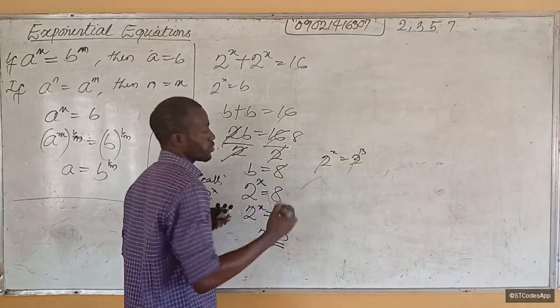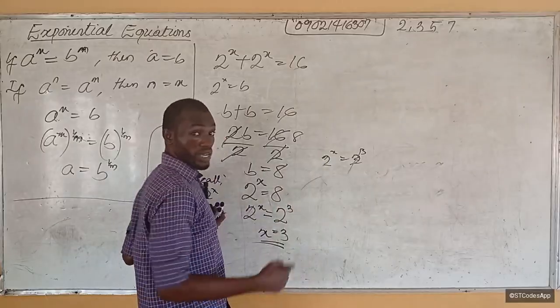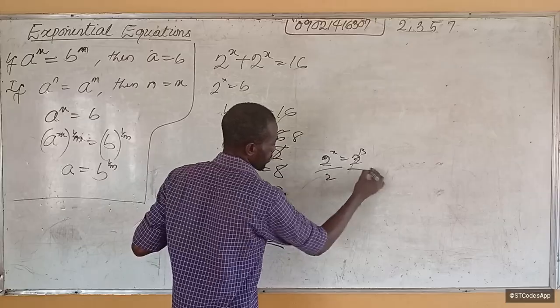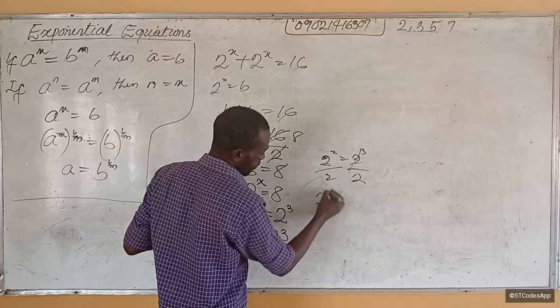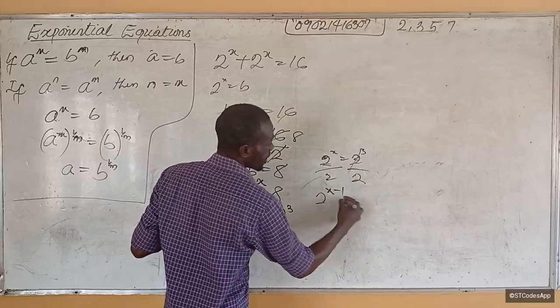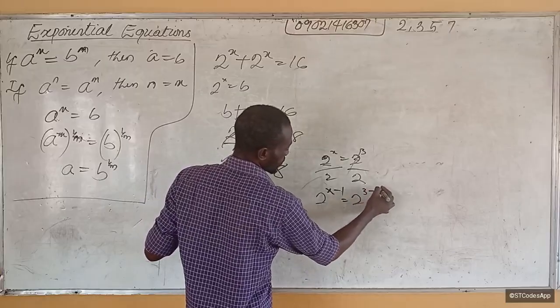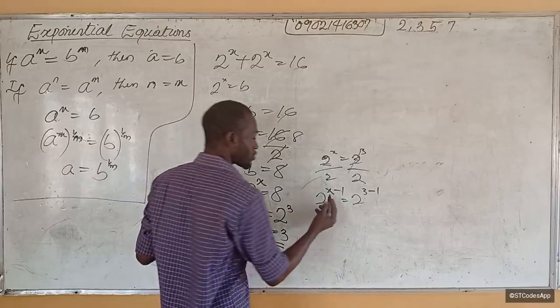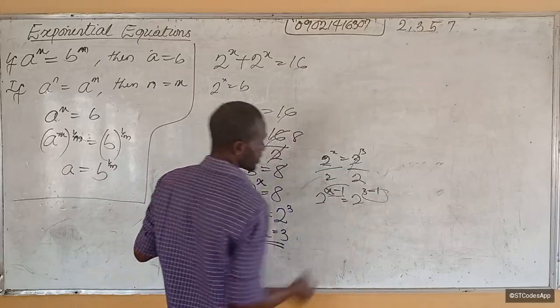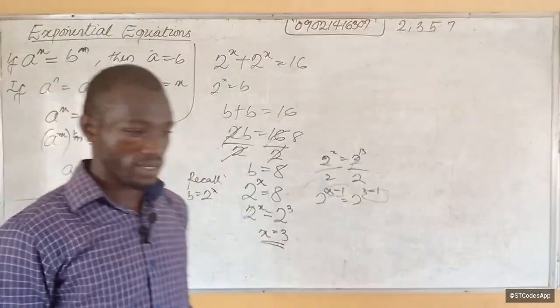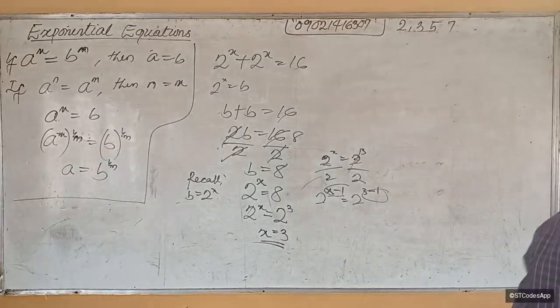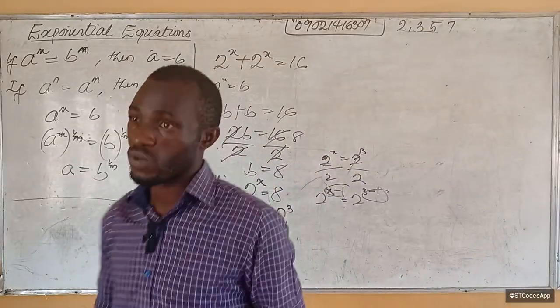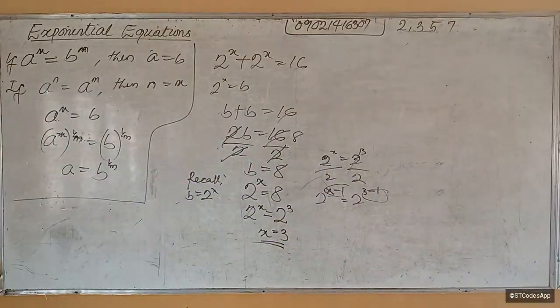The reason is this. You are saying that we are dividing both sides by what? By 2. If you divide both sides by 2 here, watch. This will become 2 raised to power x minus 1 equal to 2 raised to power 3 minus 1. So you have formed another equation. So next time, just equate the powers. Equate the powers. All right. So now let me write other questions. Let me write like 3 or 4 questions here, and we'll solve them, and we'll call it a day.